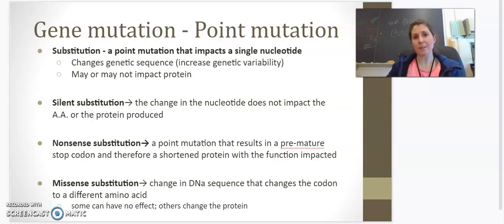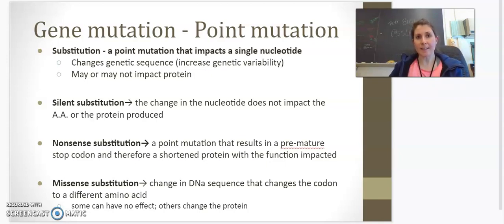There are 3 types of substitution. So there's silent substitution, which is just as it sounds. There's a change in the sequence, but it doesn't impact the protein at all, or the amino acid produced. This is because of that codon chart where we have lots of codons that can code for the same amino acid. So small changes might not even be detected in the amino acid.